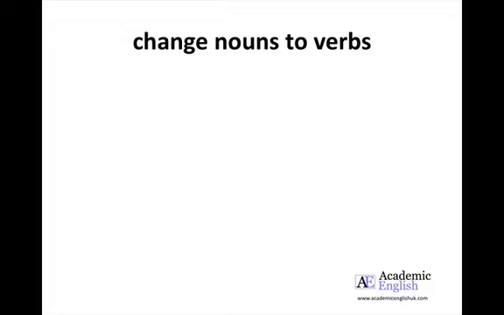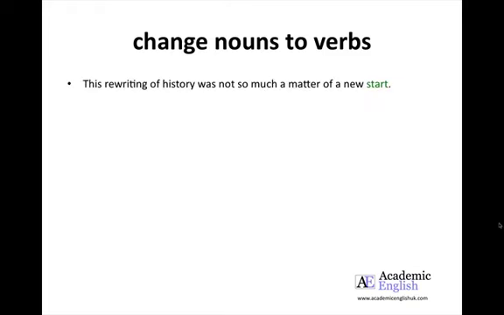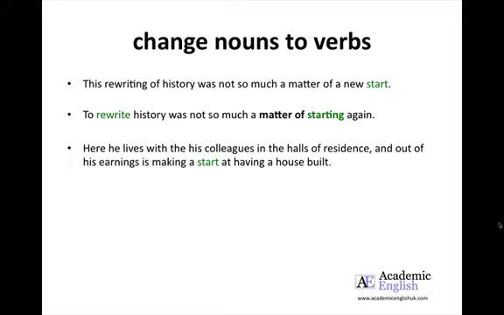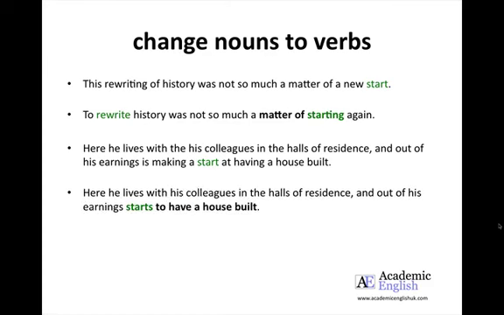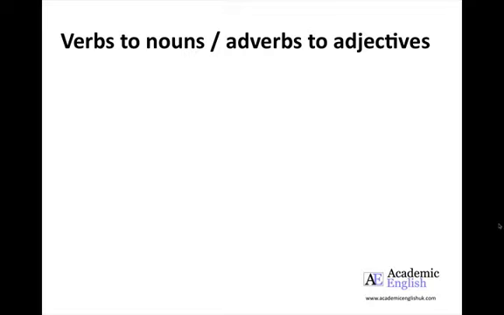You can change the vocabulary and the grammar. So, you can change nouns to verbs. Examples. The rewriting of history was not so much a matter of a new start. To rewrite history was not so much a matter of starting again. Here he lives with his colleagues in the halls of residence, and out of his earnings is making a start at having a house built. Here he lives with his colleagues in the halls of residence, and out of his earnings starts to have a house built.